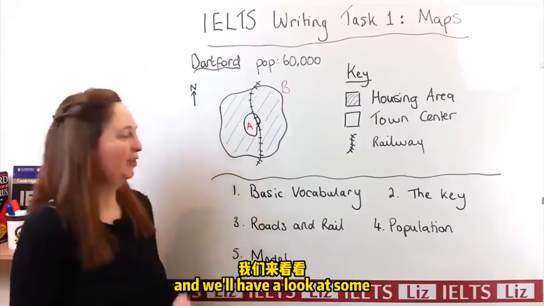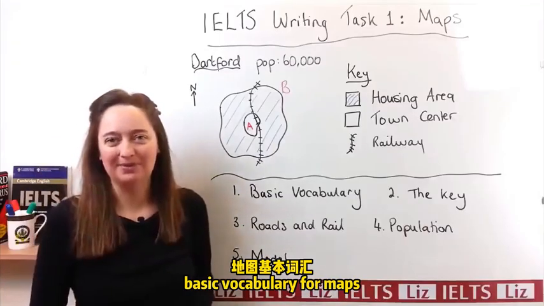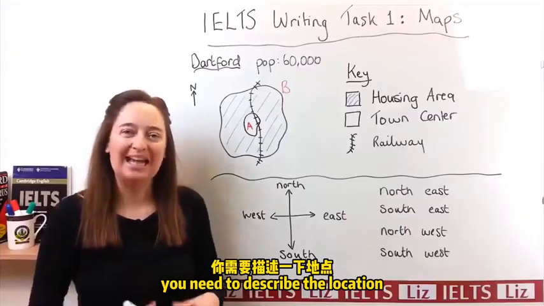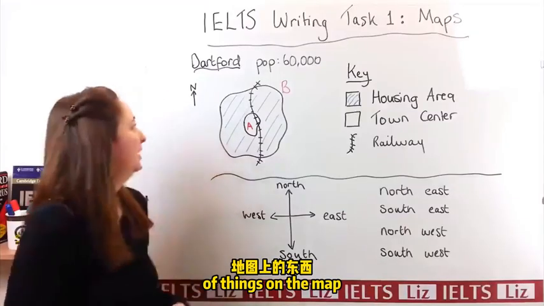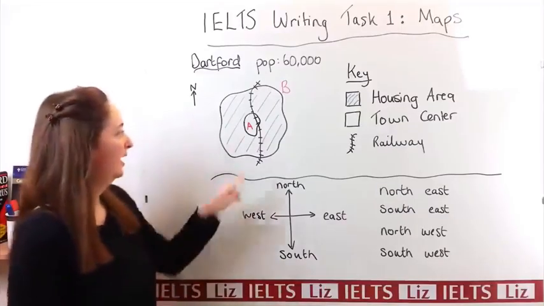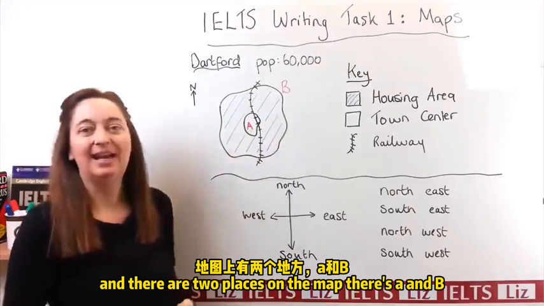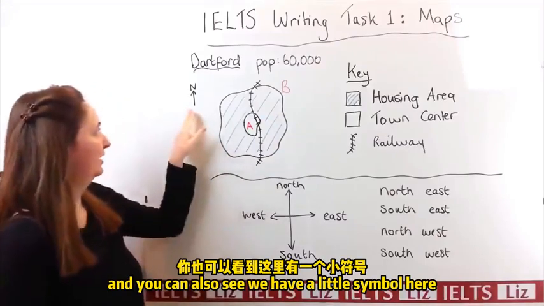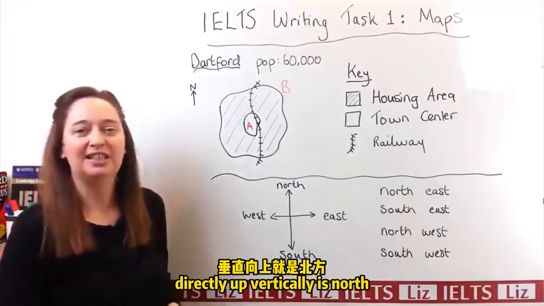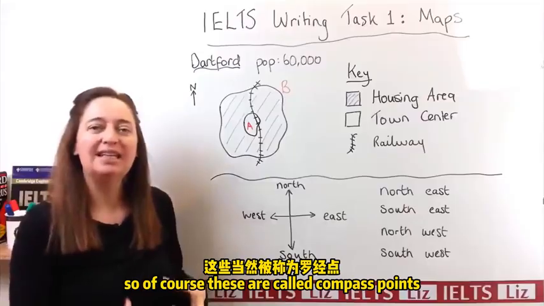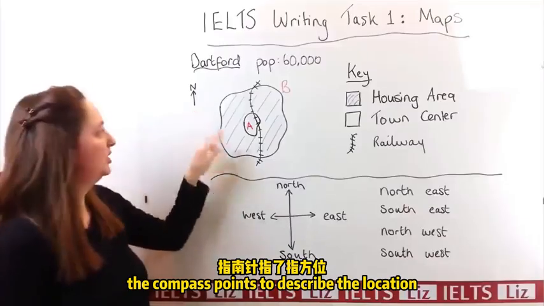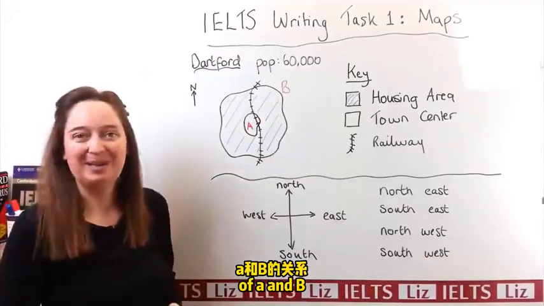Well, let's start and we'll have a look at some basic vocabulary for maps. When you get a map in IELTS Writing Task 1, you need to describe the location of things on the map. Now you can see we have a map here, and it's a map of a town called Dartford. And there are two places on the map, there's A and B. And you can also see we have a little symbol here. And that's a symbol to tell us that directly up, vertically, is north. So of course these are called compass points. And you need to use the compass points to describe the location of A and B.